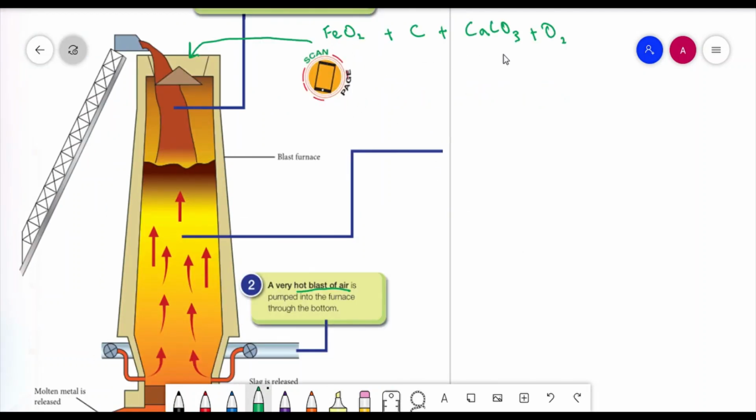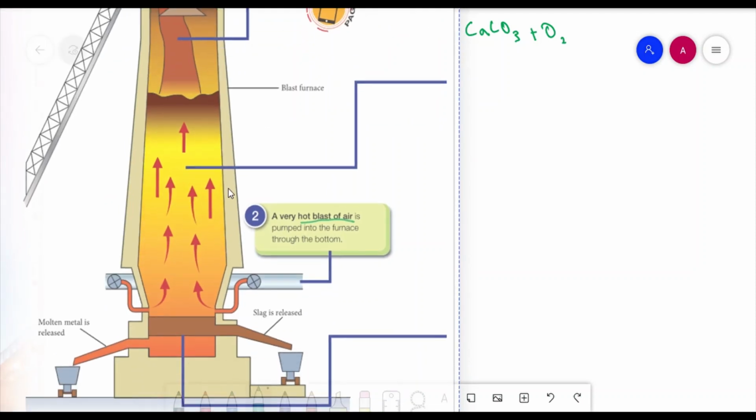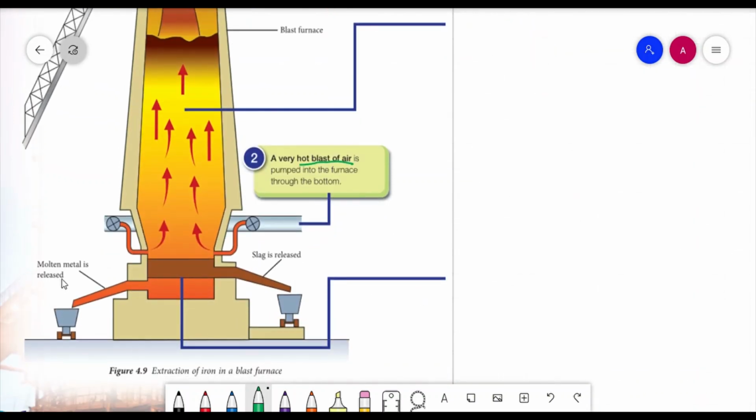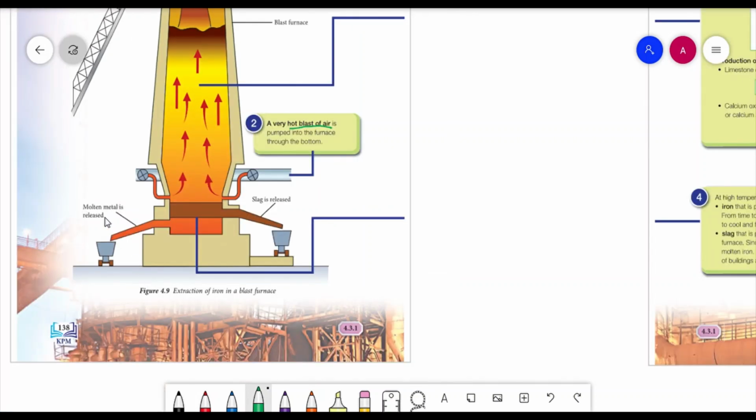Iron oxide, coke and limestone are in the form of solid. So in blast furnace, we heat this reactant until all the solid become molten. So that's why our end product here in the form of molten metal and slag. Slag is our byproduct. So why molten iron is below than molten slag? This is because molten metal is more dense than molten slag. Next.